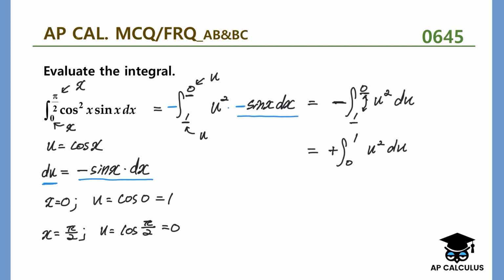Now let's find the antiderivative of u squared. That's just u cubed over 3, right? Lower limit 0, upper limit 1. So 1 over 3 times, substitute 1 for u, that's 1 to the power 3, minus substitute 0, 0 to the power 3. So that is equal to 1 over 3.